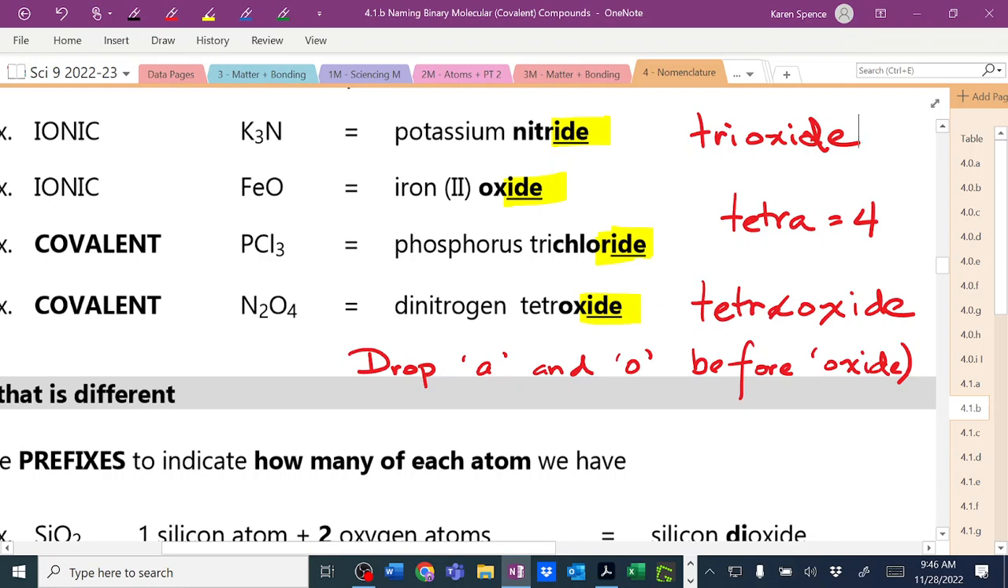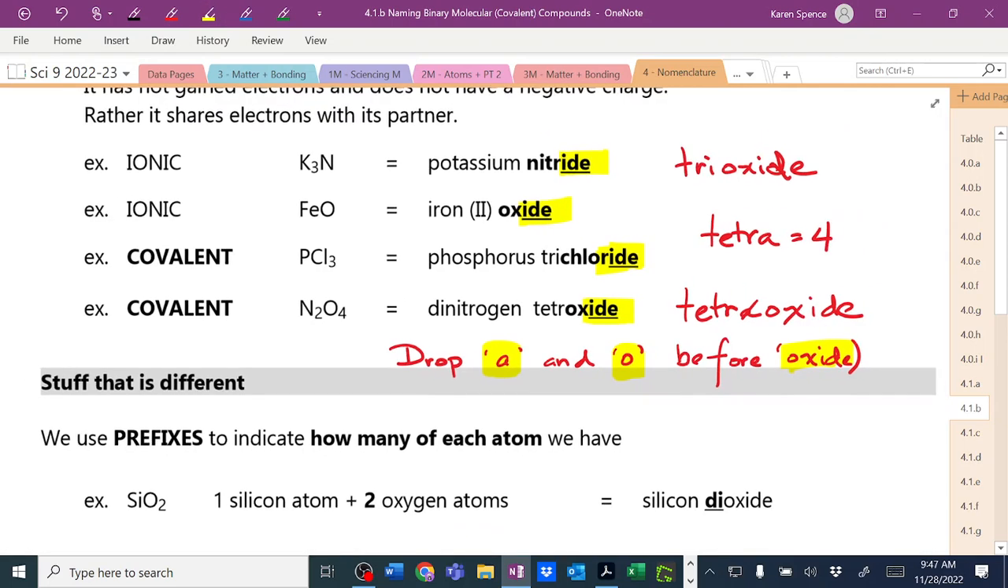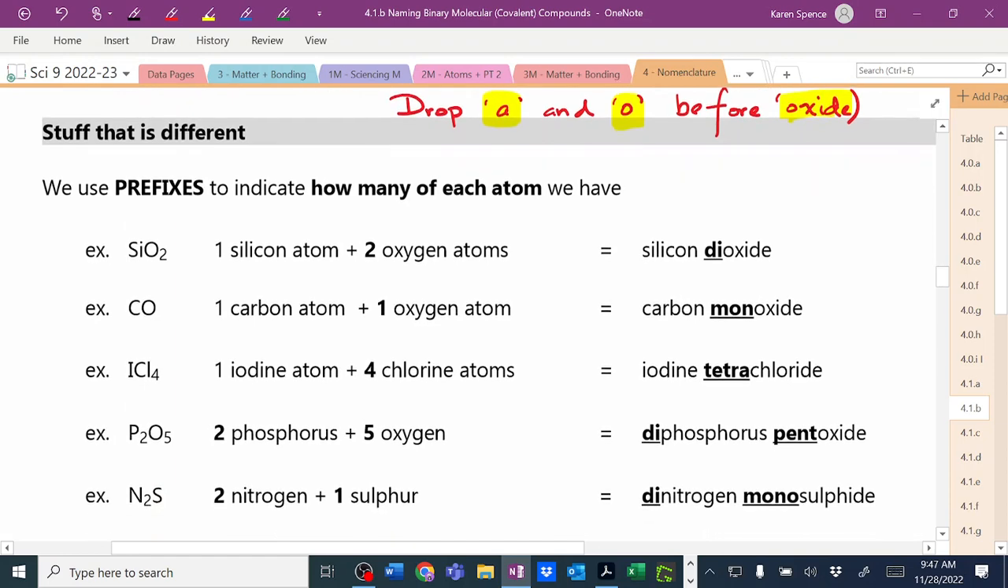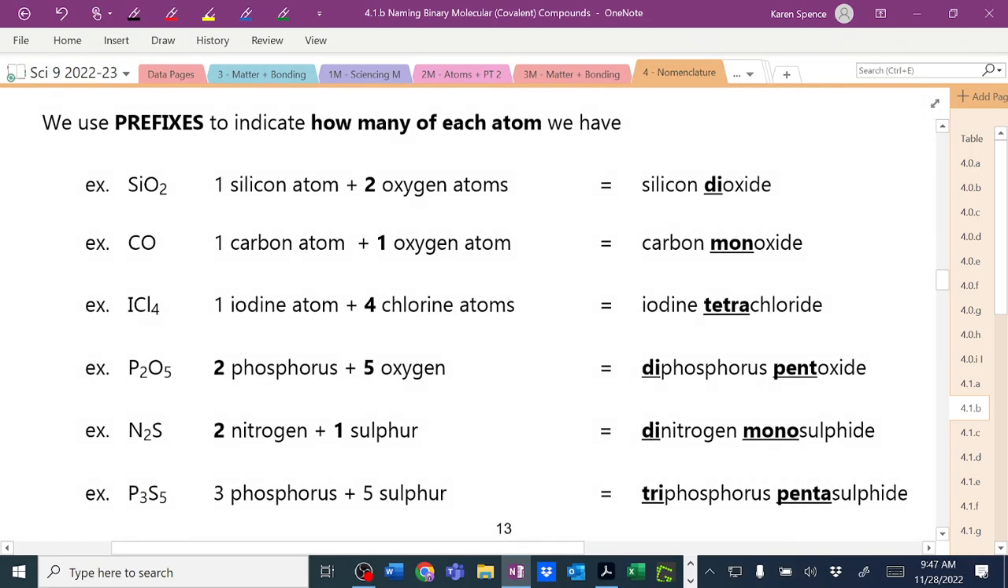So don't drop anything other than the A and the O. And don't drop it in front of anything except for oxide. So don't drop anything in front of iodine. Sometimes people are tempted to. Okay. So here we have a list of all of our prefixes. You'll notice we have 2 oxygen atoms, dioxide. 1 oxygen atom, monoxide. Notice we did not drop the D or the I and get doxide, which would just be weird. We did drop the O.